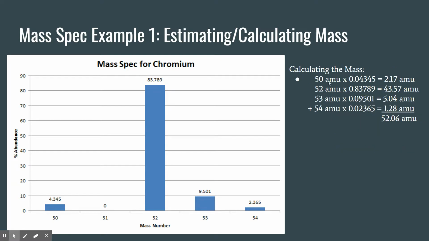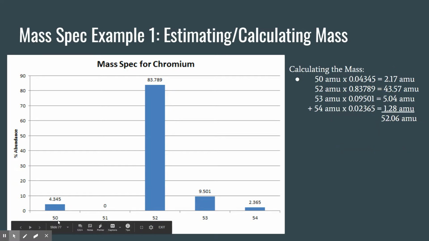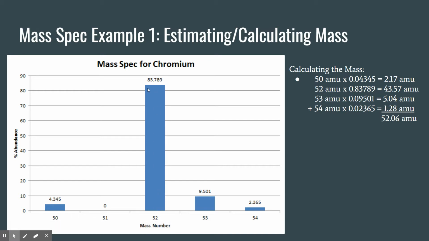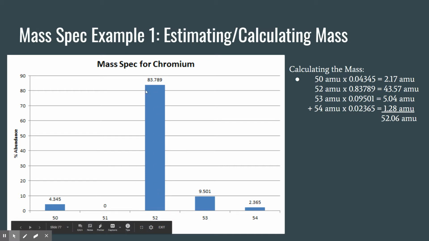But here's the math for it, right? I'm just going to take each mass, multiply by its percent. I do have to make sure to convert those to percents or to decimals. And I'm going to add them up, and look at that, 52.06.